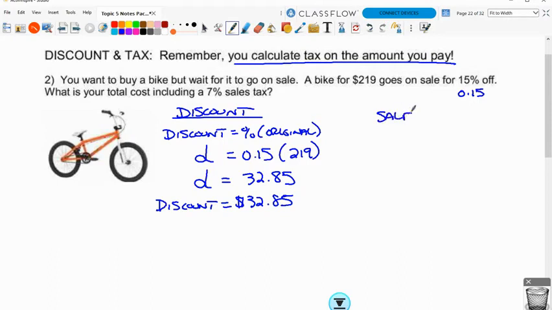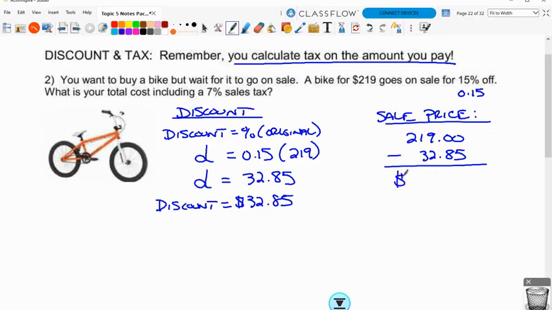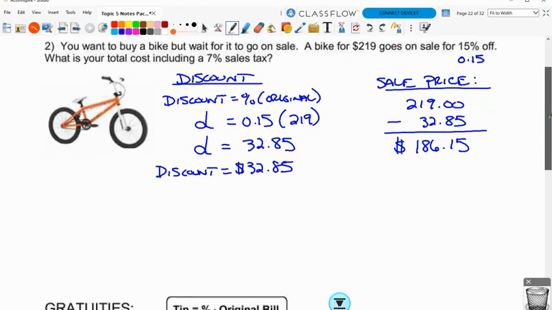Now that we know the discount, we can figure out what the subtotal is going to be, or the sale price. Remember, in order to get the sale price, what you need to do is take the original price, which in this case was $219, and you subtract off the discount, which was $32.85. When you do that, you're going to end up with a sale price of $186.15. This sale price here is now your subtotal. That's how much you're going to have to pay before tax.